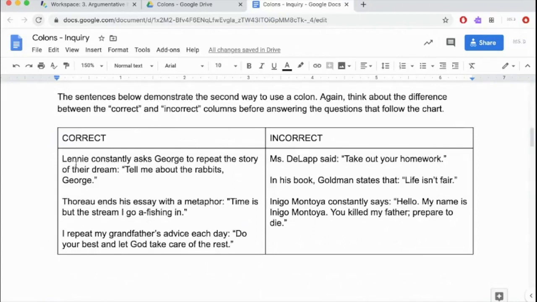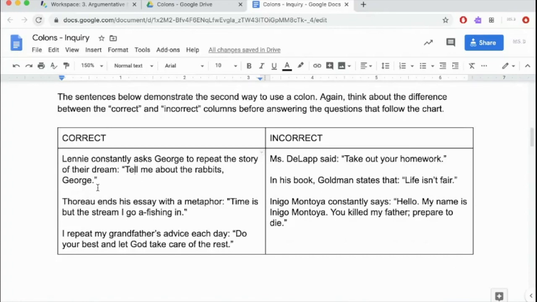Okay. So Lenny constantly asks George to repeat the story of their dream: Tell me about the rabbits, George. Another correct one that you saw the other day. Thoreau ends his essay with a metaphor: Time is but the stream I go a-fishing in. And the last correct example, I repeat my grandfather's advice each day: Do your best and let God take care of the rest.